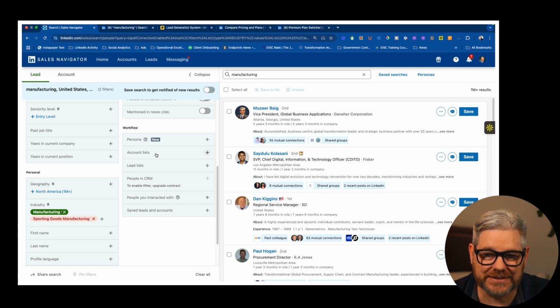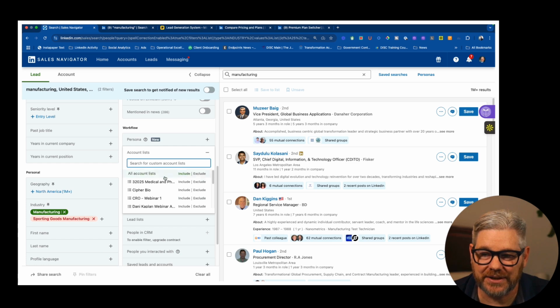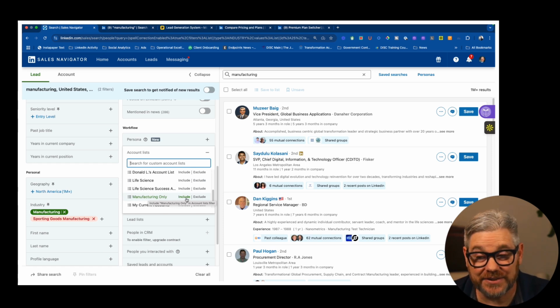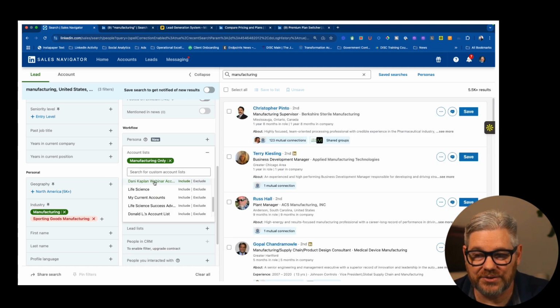So let me talk a little bit about how we're going to use that account list that we just created a moment ago. The way that plays into things is under this second tab that's right here under account list. And so what I want to do is I'm going to click the plus sign here. I need to scroll down until I see my manufacturing only list. And this works for excluding things too. So you could have accounts that you absolutely want to exclude every single time that you do something in here. And so you could have an exclude list, but in this case, I'm including my manufacturing only list. You can see what's happened on the right-hand side. It's sort of filtered down into individuals that are here.